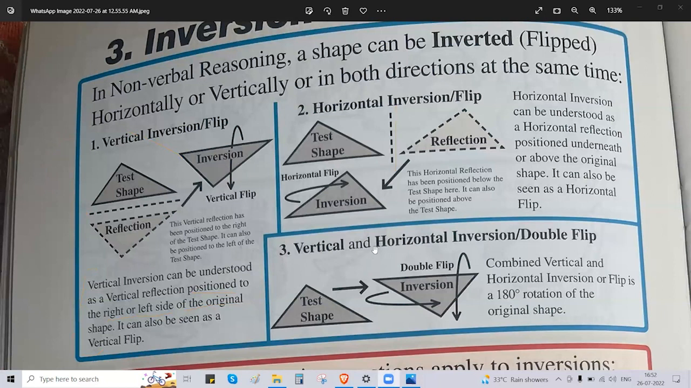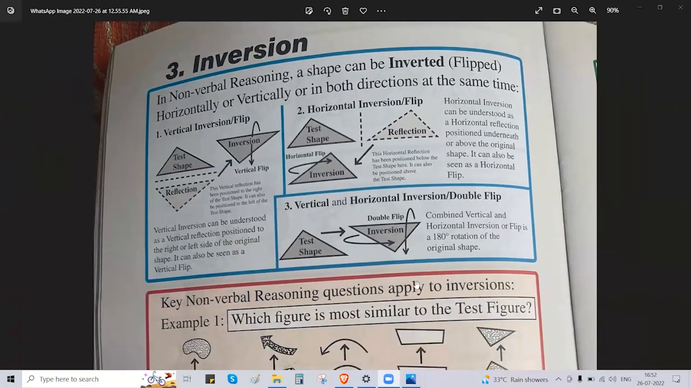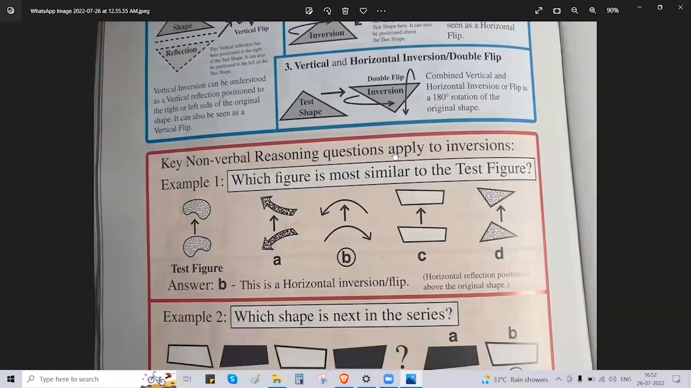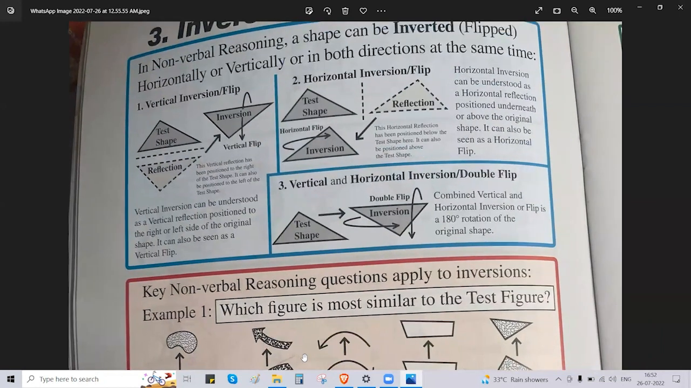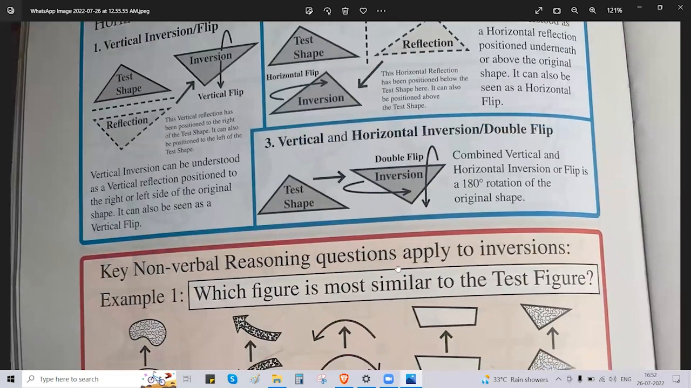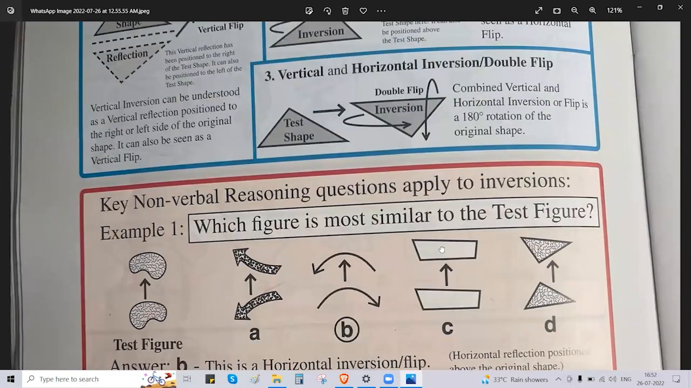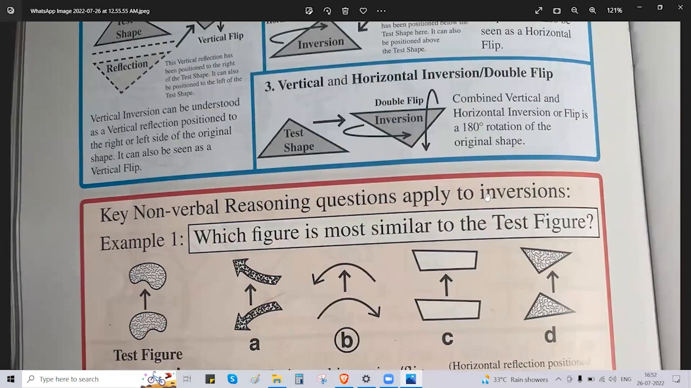So for non-verbal reasoning, Alize, the more you practice, the better you will get. Non-verbal reasoning is not about learning anything. It's only and only related to practicing. You just need to practice more and more questions. So here we have the first example for inversion. Please read it for me.